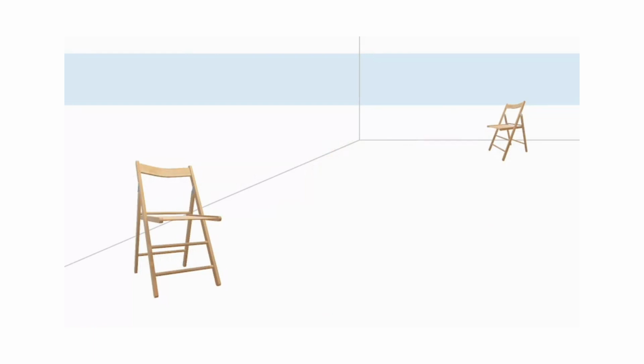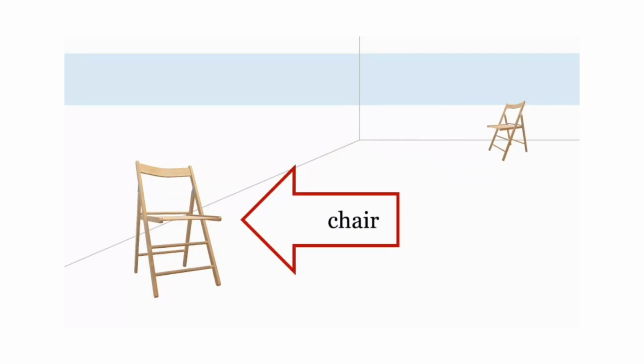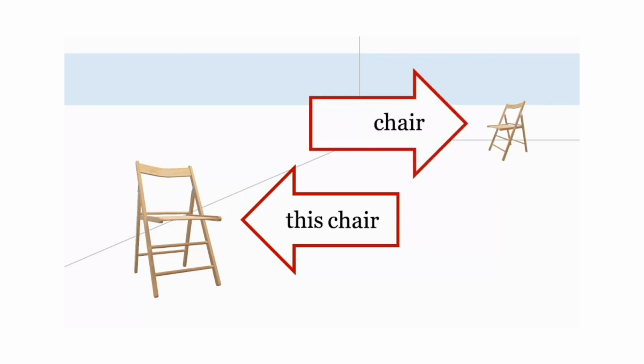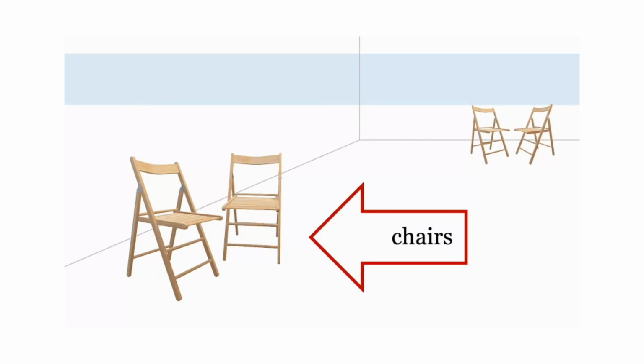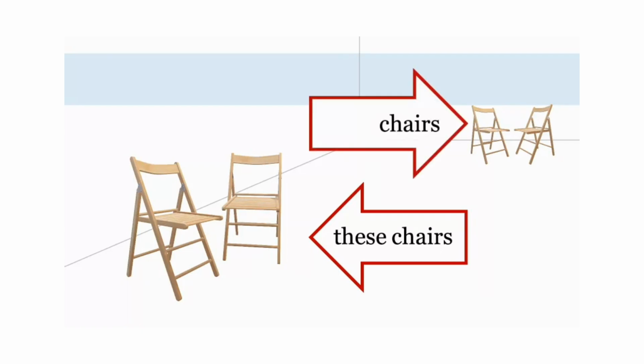Let's practice with some chairs. This chair is near and there's only one. So we use this chair. The chair back here is far and there's one. So it's that chair, this chair, and that chair. Now we have plural chairs. So the chairs here, if I'm showing you, I would say these chairs. And the chairs back there, I would call those chairs.